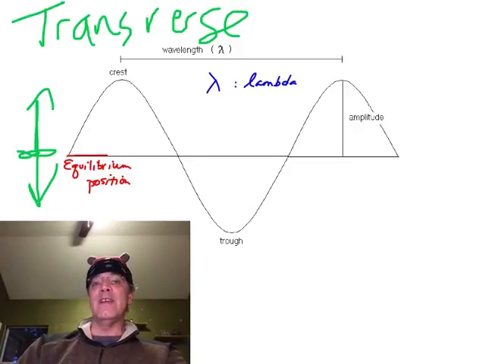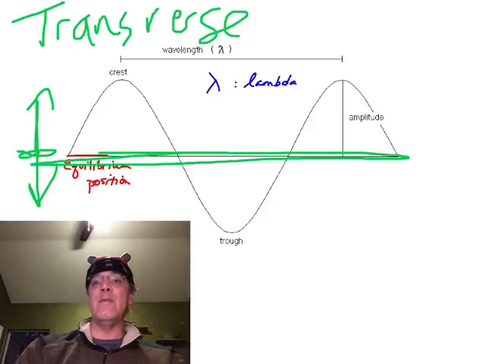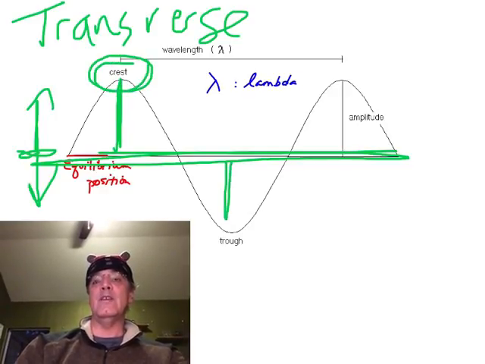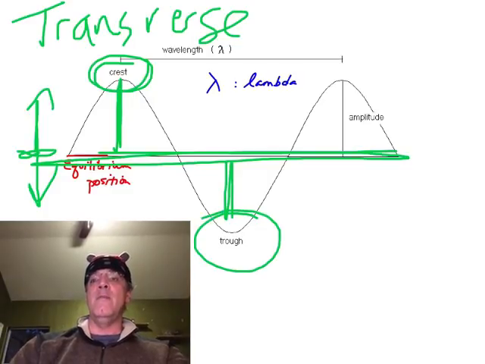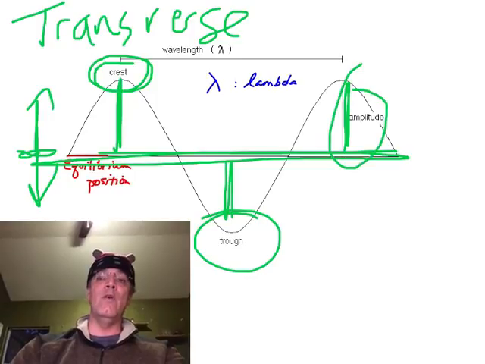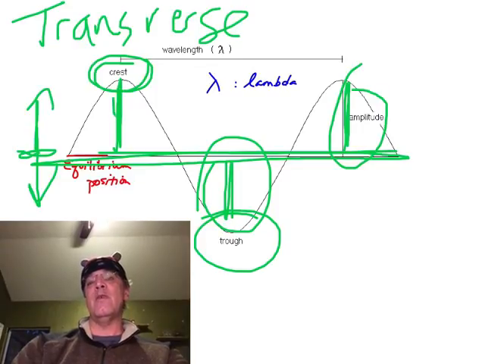And I have to talk about some things. Equilibrium position is where my rope would be with nothing on it. So that would be my equilibrium position. The highest point in my wave is called the crest. The lowest point is called the trough. The amplitude is how much I disturb it from its unstretched length, either up or down. I don't usually put negative in there, I say how much it is. And then the wavelength is from crest to crest or trough to trough.